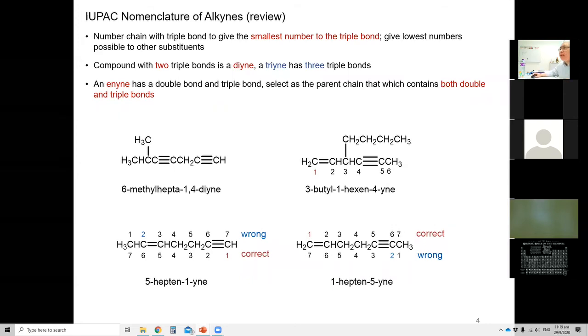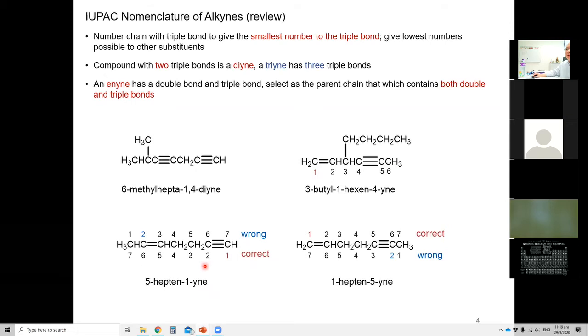In this case, although you see this carbon chain is much longer, with 4 carbons here, because it's an enyne, you need to put this one as the parent chain, because this one has both the alkene and the alkyne in it. For example, if you name this one, you have a 5-hepten-yne. That's the way you name an enyne.